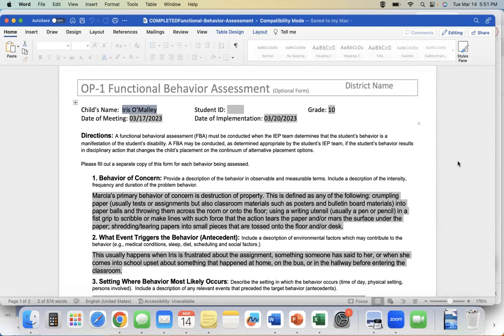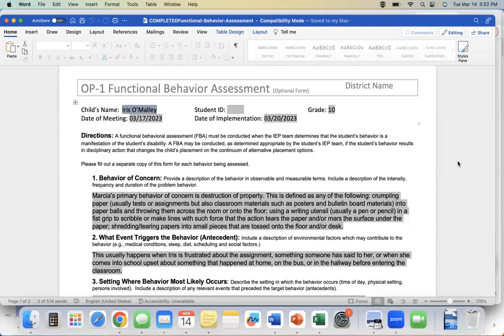So here we are working with Iris O'Malley, and we are having her meeting on 3/17/23. So St. Patrick's Day is coming up on Friday. We're going to have the meeting that day. And if you notice, the date of implementation then is the Monday following that.